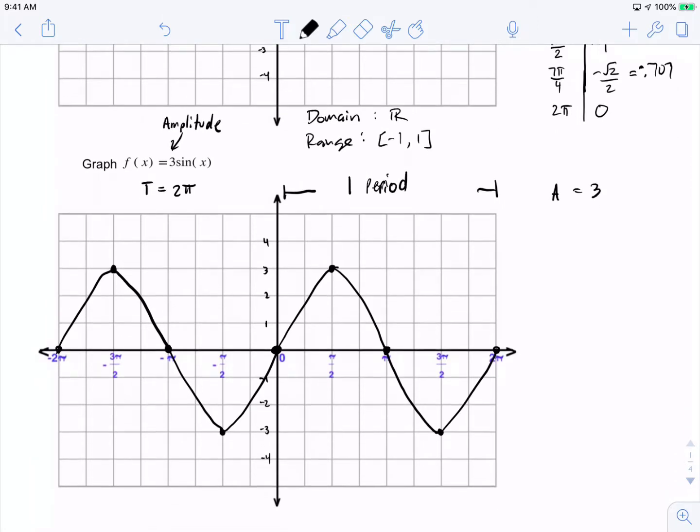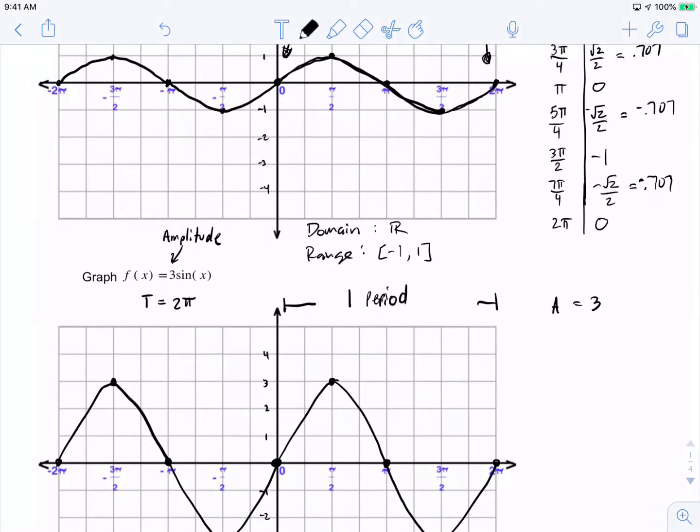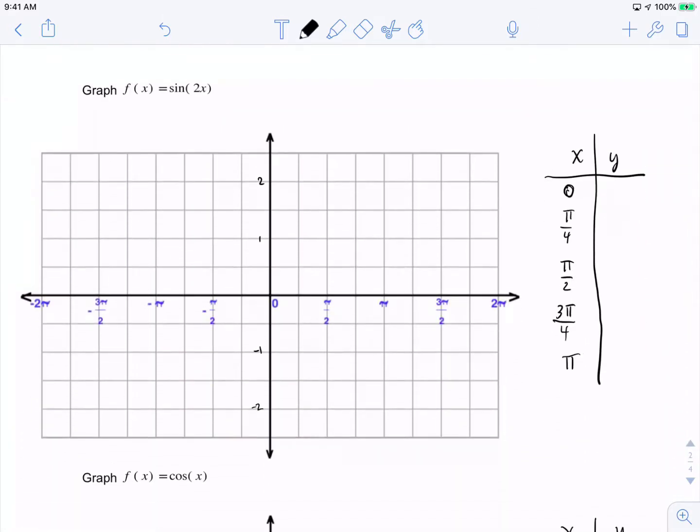Okay, so there's that graph. So notice, again, the only difference is the crests. This is called a crest. The crest is just 3 times higher. Now the next graph, see it's sine of 2x. The other one had the 3 in front of sine.